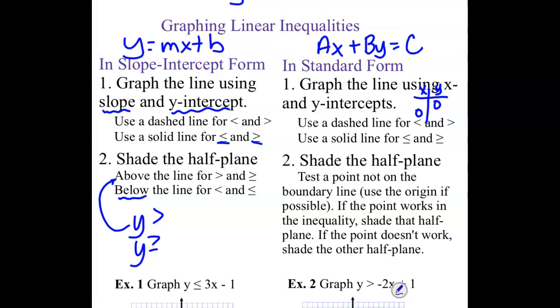The difference here is, again, we can't tell just by looking at the equation which half plane to shade. So we actually have to test a point. The easiest point to use is the origin. The only time you can't use that as your test point is if your line actually goes through the origin. You're trying to pick a point that's not on your line. Okay, let's try a couple of these.